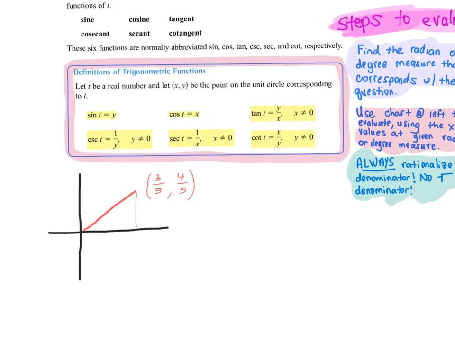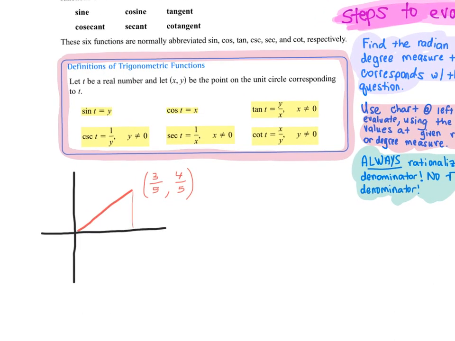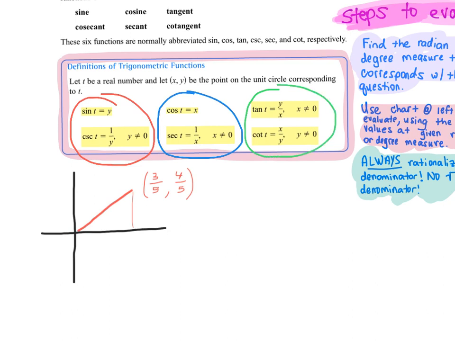Okay, these are our 6 trig functions. You guys are all familiar with sine, cosine, and tangent. And then we have their reciprocal functions, which would be cosecant, secant, and cotangent. As you see here, sine and cosecant are related, cosine and secant are related, and tangent and cotangent are related.